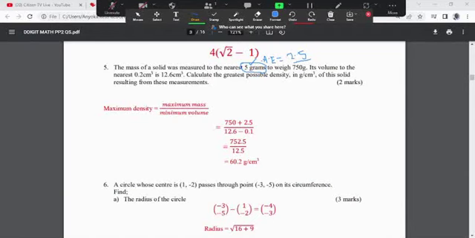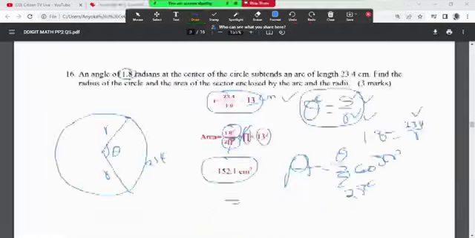So the volume is measured to nearest, this is the level of accuracy. So absolute error in this case will be equal to 0.2 divided by 2. Absolute error will be equal to 0.1. So in volume, absolute error is equal to 0.1. In mass, absolute error is equal to 2.5.